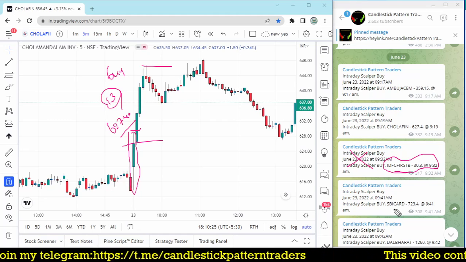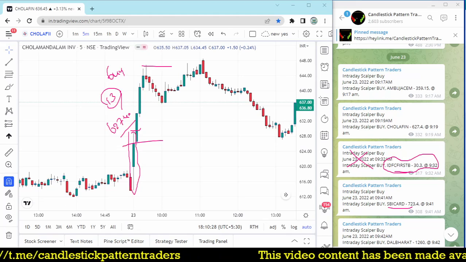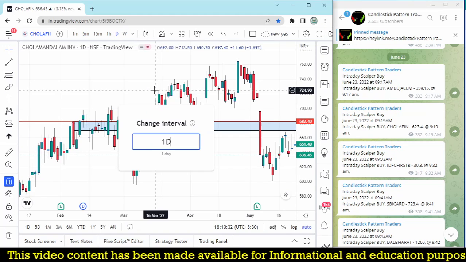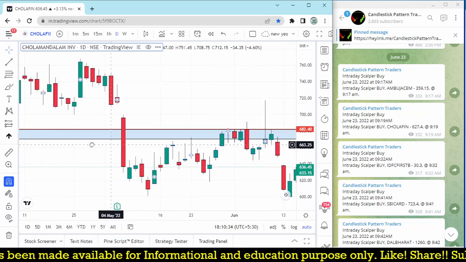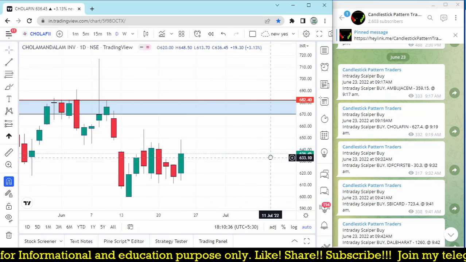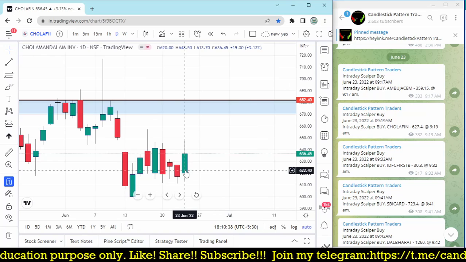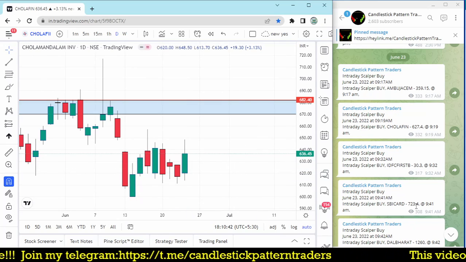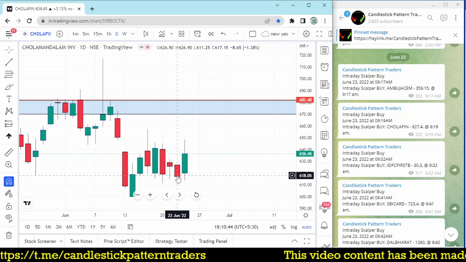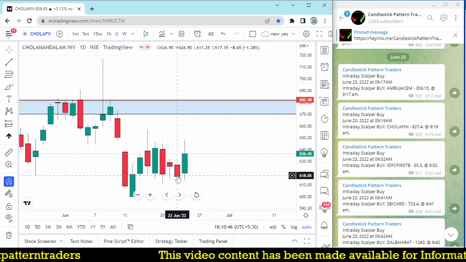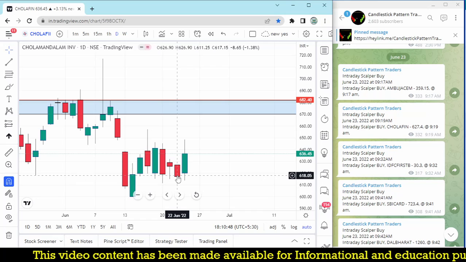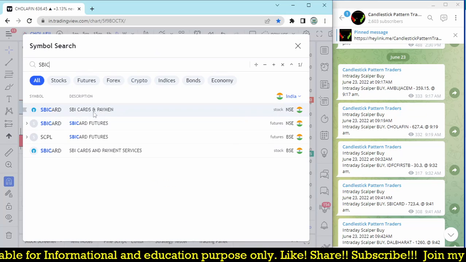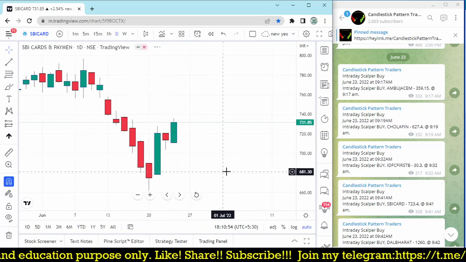And the next one is SBI Cards. We'll find such an opportunity in SBI Cards on a daily basis. Let's try it on the daily chart. SBI Cards, that's great. The previous day's open-high was broken today. Sorry, the 626.9 was Chola Finance. We are going to check SBI Cards. That is also working well.